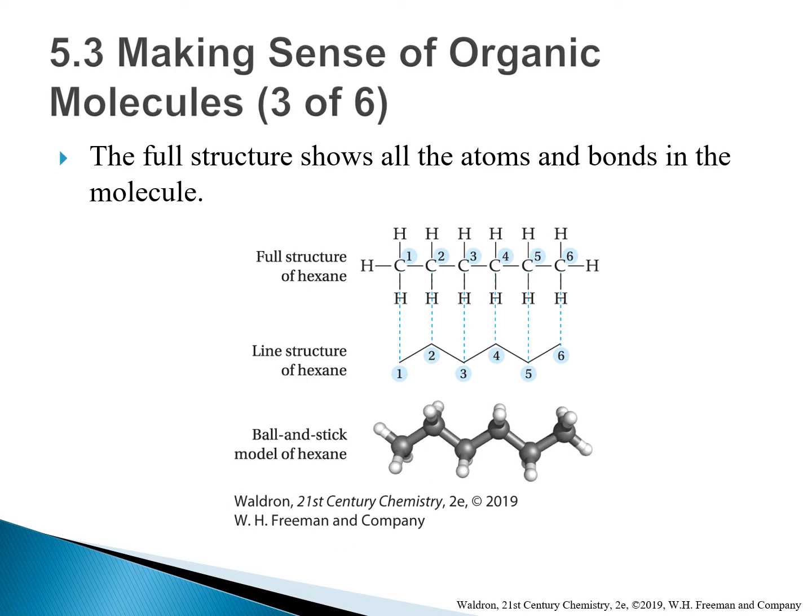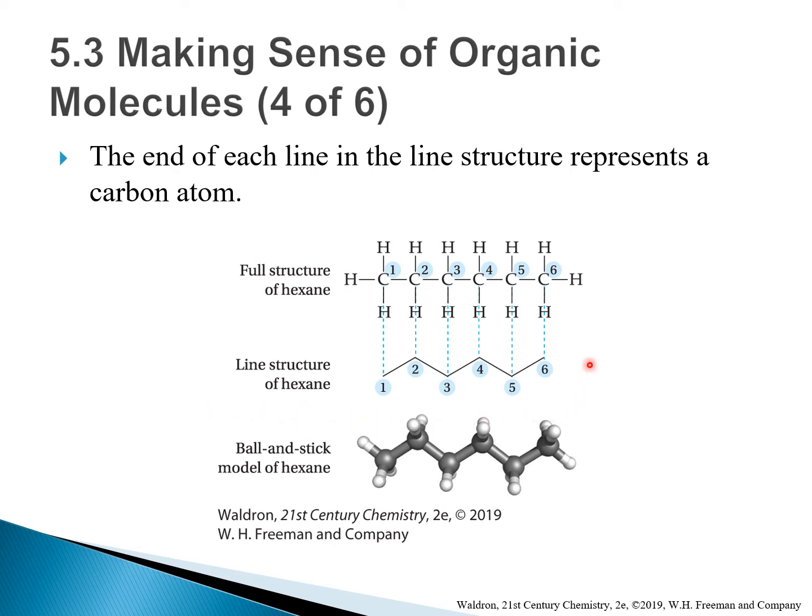In a full structure, all atoms and bonds are clearly drawn out as in this example. Hydrogens are single bonded to the adjacent atom, and all carbons are making 4 bonds to the adjacent atoms, and all bonds are clearly drawn out. Let's take a look at the line structure of hexane given in the middle of the picture. Notice how much easier it would be to draw the line structure rather than the full structure.